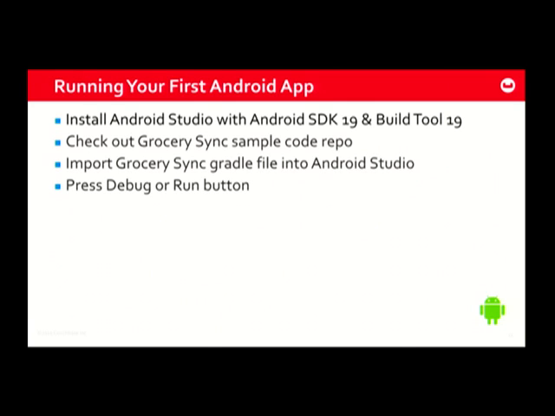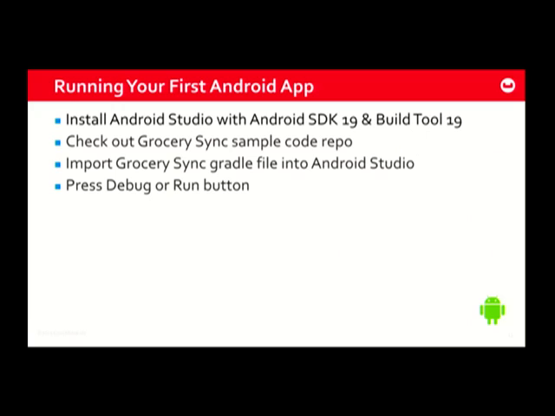So in Android, you would install Android Studio, and you will need the Android SDK 19 and Build Tool 19 parts. Then you would check out the sample code repo. I'm told by the Android people that you actually need to use Git to check it out. For some reason, downloading it doesn't work. You then import the Gradle file into Android Studio, and the import process will actually check out and install the Couchbase Lite framework for you, which is nice. And then you just run it.